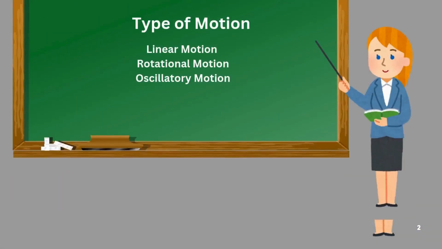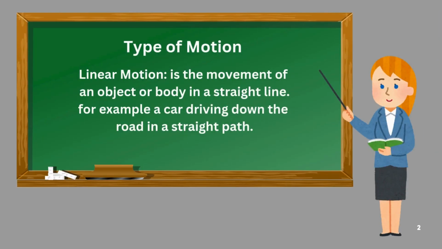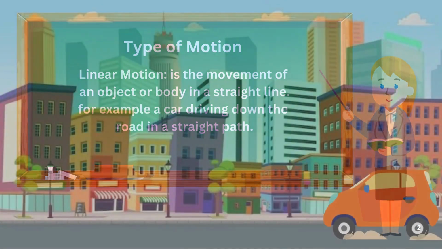Motion is around us. Moving on, there are three major types of motion, which are linear motion, rotational motion, and oscillatory motion. Starting with the first type of motion, linear motion is the movement of an object or body in a straight line. For example, a car driving down the road in a straight path.